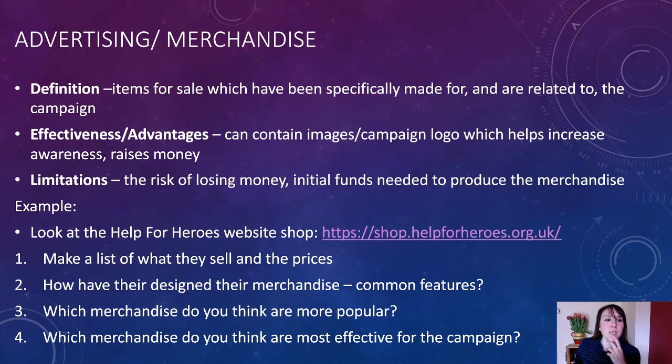Advertising and merchandise. The definition is items for sale, things you make that are related to your campaign. Effectiveness can contain images, campaign logos, which help increase awareness and raise money. Limitations, you can risk losing money if you then don't sell the stuff. Initial funds, you need to start off making something in order to make your merchandise. The example we had was Help for Heroes, which has an immense catalogue of merchandise. So we had a look at which ones, we looked at prices, the layout, and the similarities between them, how the logo was there, etc.